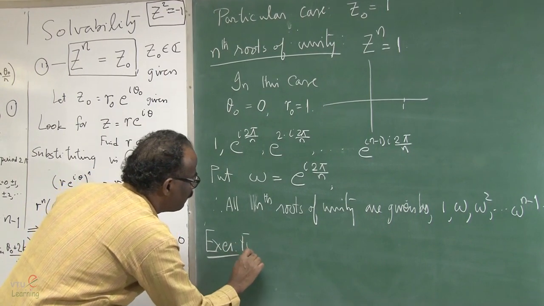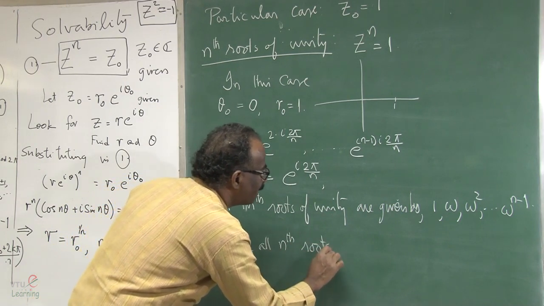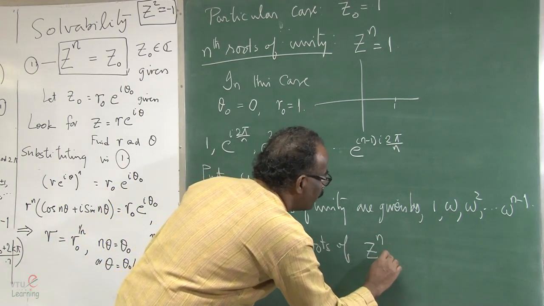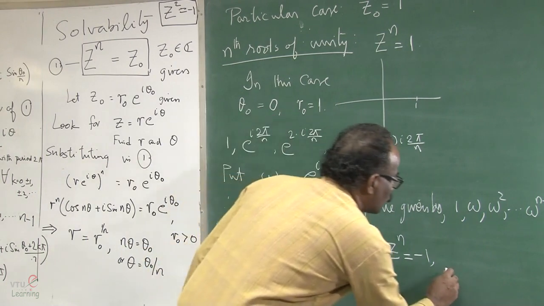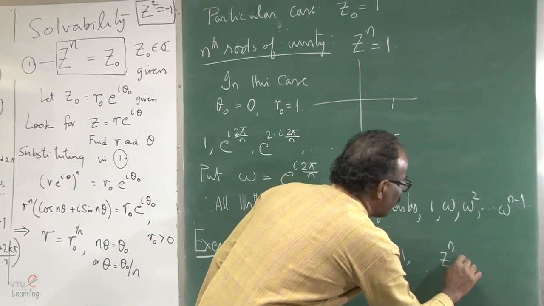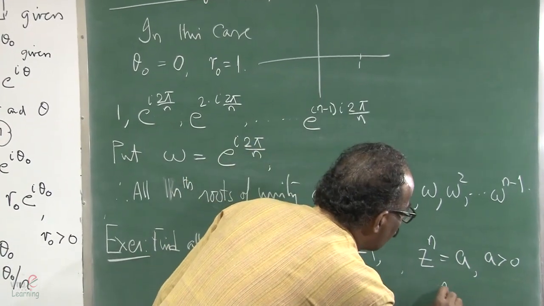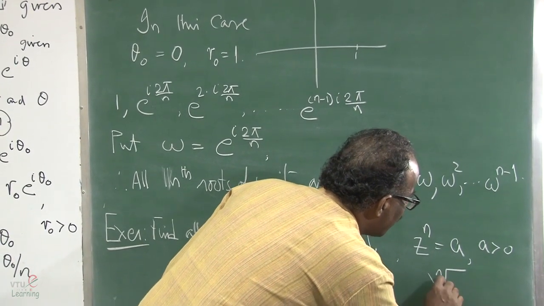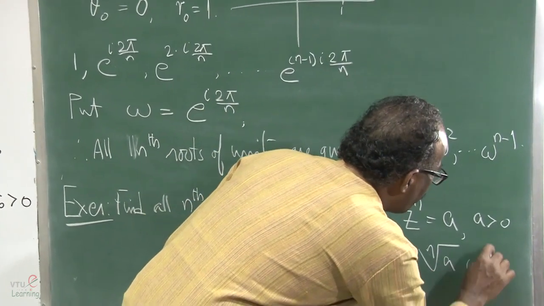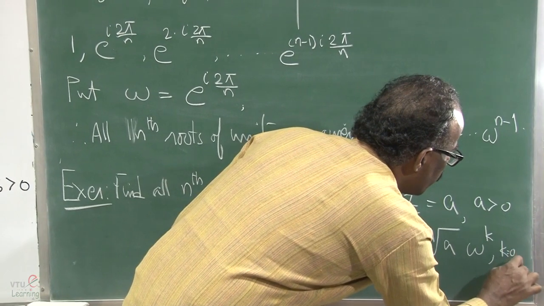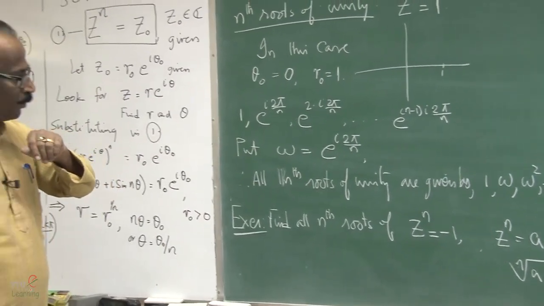Exercise: find all nth roots of z power n equal to minus 1. And also find all the nth roots of z power n equal to a, with a positive. That is easy; instead of 1, you have an a. So you get the nth root of a, because a is a real number. It has one positive real root, and then all omega power k times it, k equal to 0 to n minus 1. So you get all the nth roots. Here also, you can put z power n equal to minus a.